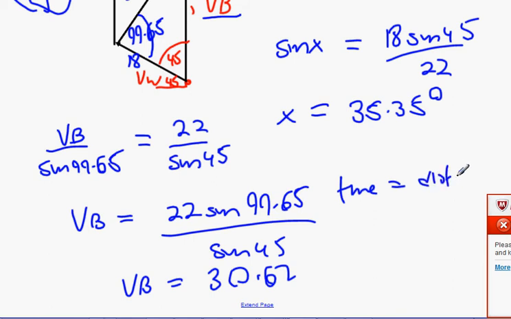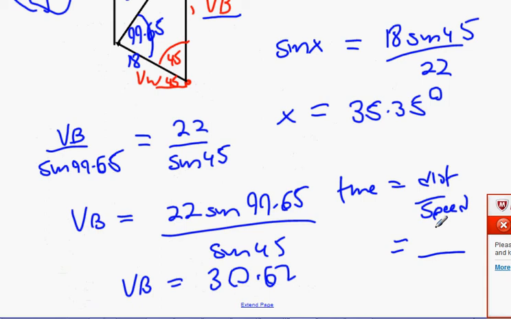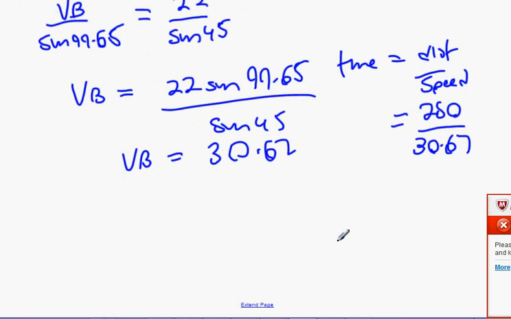And time equals distance over speed. And finally that will give me 250 divided by 30.67. And what do we get? 8.16, yeah? Seconds.